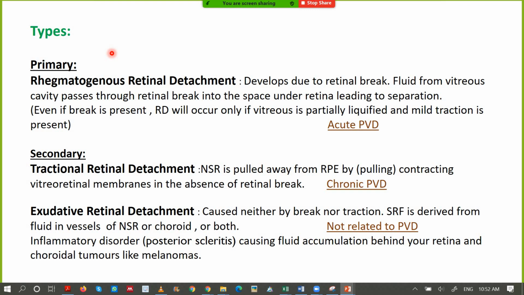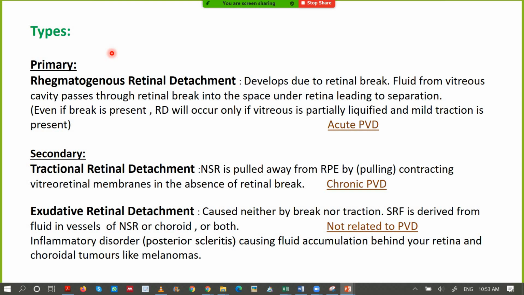Then there is exudative retinal detachment. In exudative retinal detachment, subretinal fluid accumulates between the layers under the retina. The major difference between rhegmatogenous and exudative is that in rhegmatogenous retinal detachment there is a breakage, and because of the breakage the vitreous contents might flow into the retina, and that is going to cause a detachment.